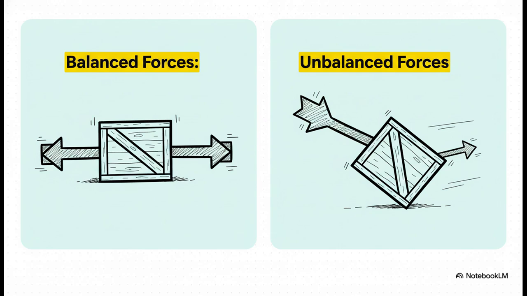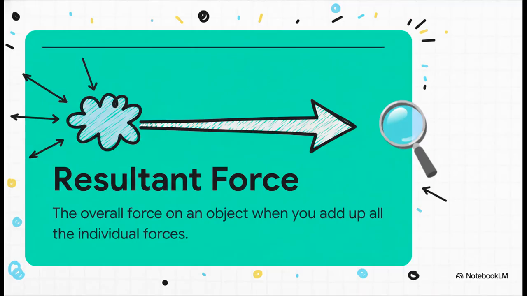Let's break this down. On one side, you've got balanced forces. The best way to think about this is like a perfect stalemate, a perfect tie. The forces are equal and they just cancel each other out. But on the other side, you have unbalanced forces. This is where one force is stronger than the other, and that means there's an overall effect. One side actually wins. This overall effect actually has a name. We call it the resultant force.